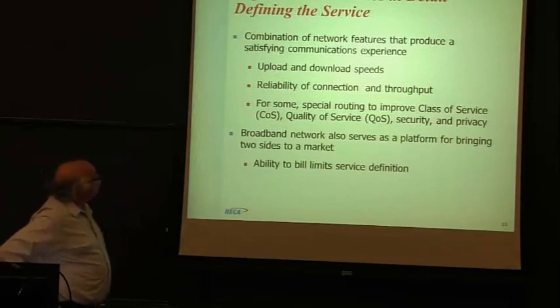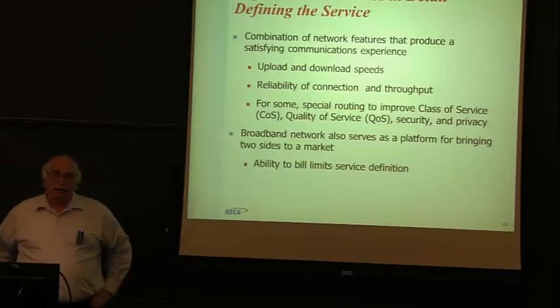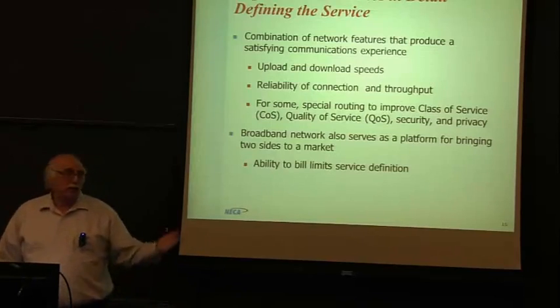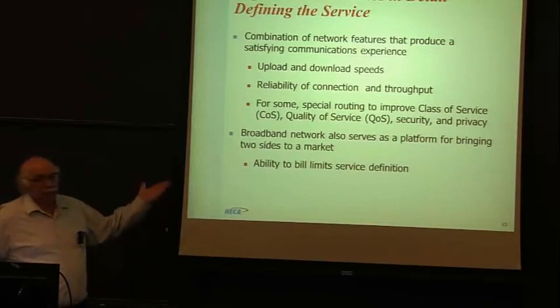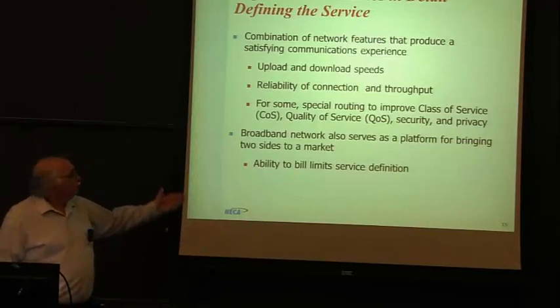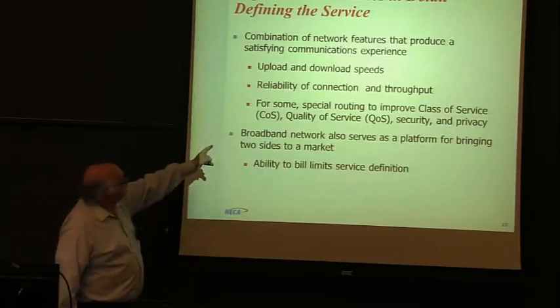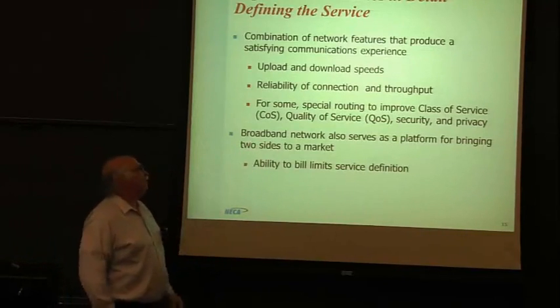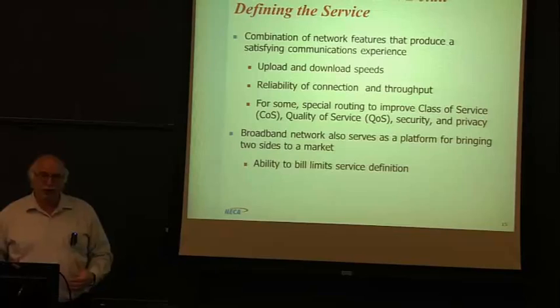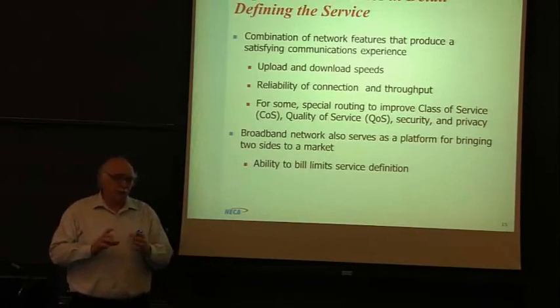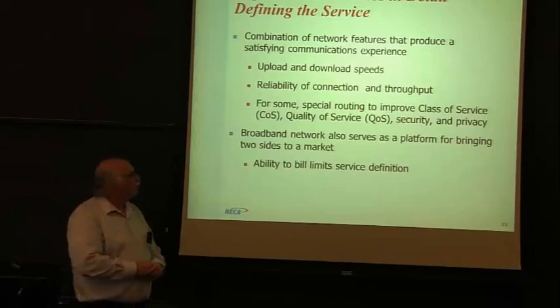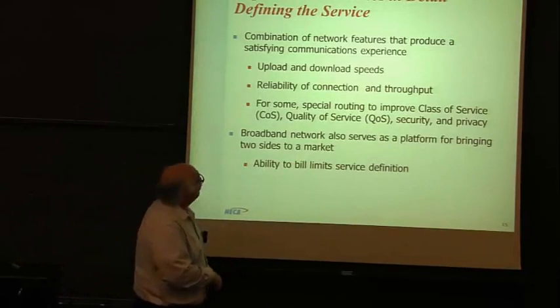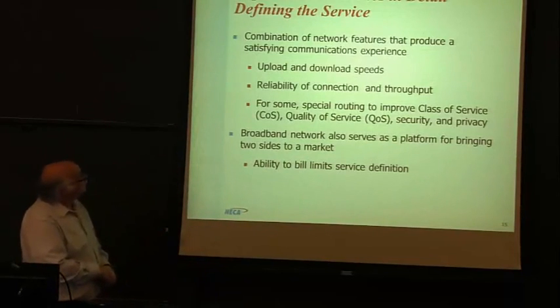So first of all, what is the service that you're providing on a wholesale basis? Well, I think these should be familiar: upload and download speeds, reliability of connection and throughput. You could also have special switching and routing to improve class of service. Class of service is just prioritizing packets. Quality of service is to improve the smooth streaming of it so you don't have jitter when you look at television sets. Security and privacy. So those are some of the features.